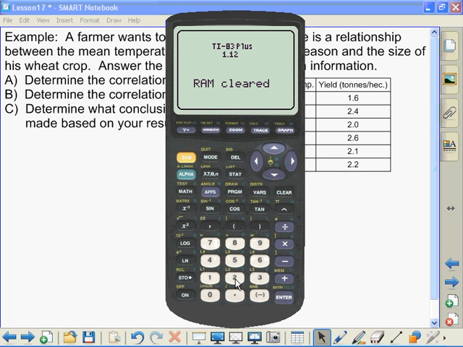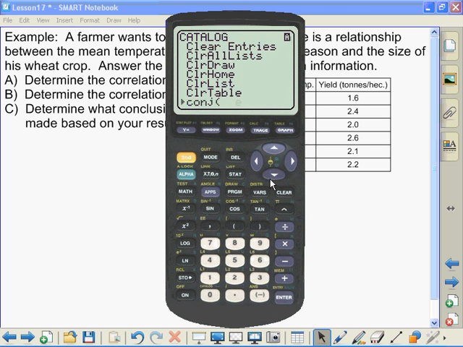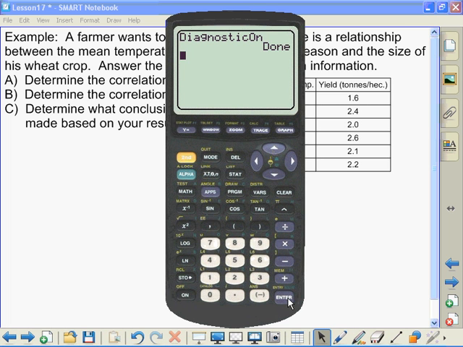All right. Next, we want to turn the analysis tool on in the calculator. So you need to hit second again. And now you want to hit 0 because we want to get into the catalog option. And we're going to have to use the up and down arrows here. And we're going to scroll all the way down to, we are looking for diagnostic on. All the way down to diagnostic on. Once you found it, you hit enter. And you hit enter again. And the diagnostic mode is on.